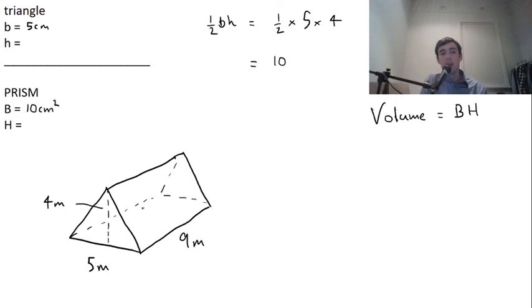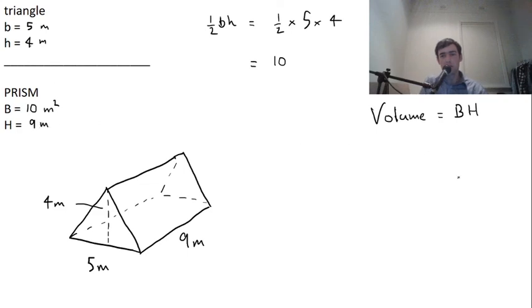And the next thing people get confused about is the heights. The height of the triangle, as we've said, is 4. The height of the prism is 9. It's how far the triangle has been stretched out. So that's 9. I have written centimeters when I should have written meters. Easily fixed. Sorry about that. 4 meters, 9 meters.